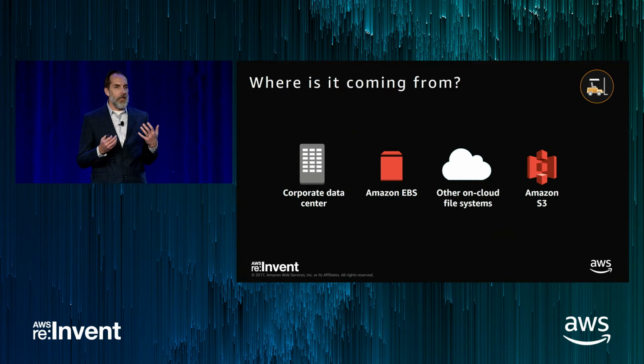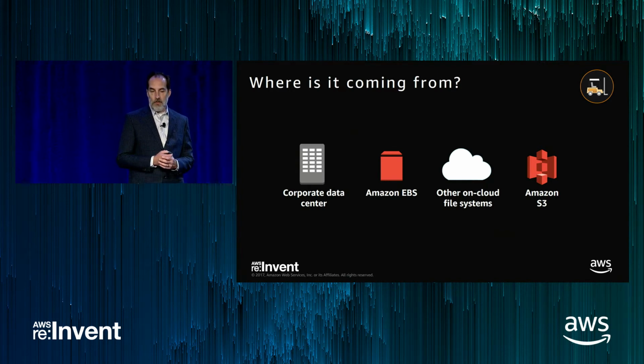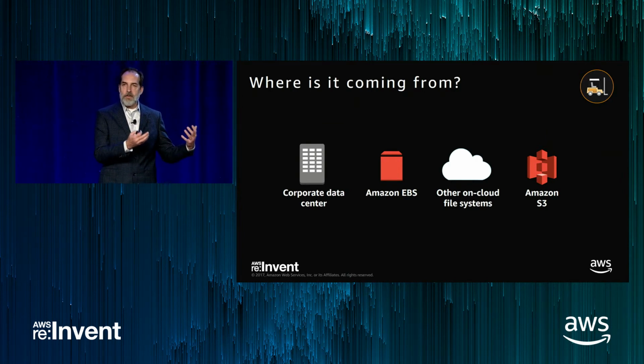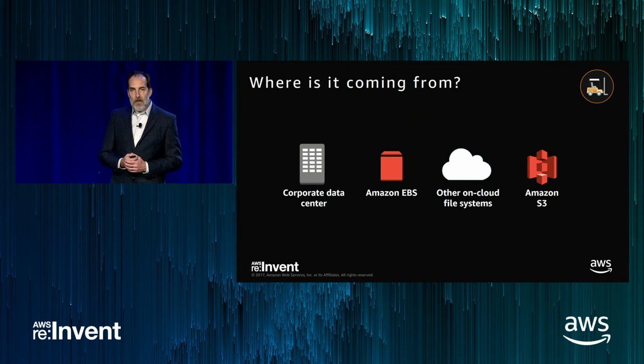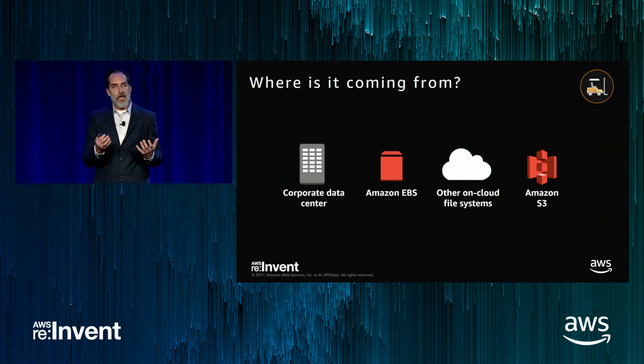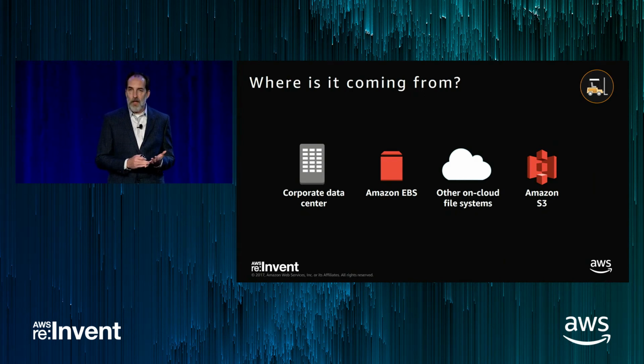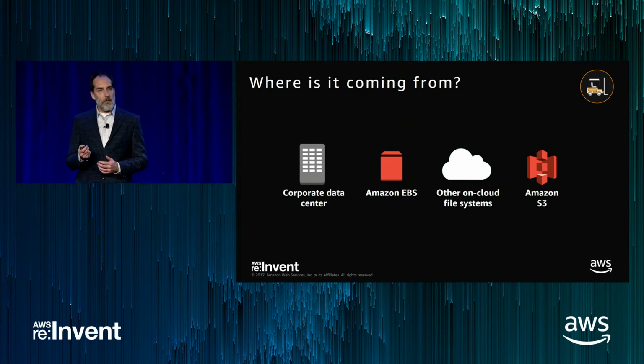So generally, we can categorize where it's coming from in these 4 categories. 1, corporate data center. Typically, if you have data on-prem, you're going to be transferring this data from a corporate data center. Another, really the second category would be within the cloud from an EBS volume. Third could be other cloud storage services, maybe a third-party appliance or instance store, something within the cloud. We also have object store, Amazon S3.